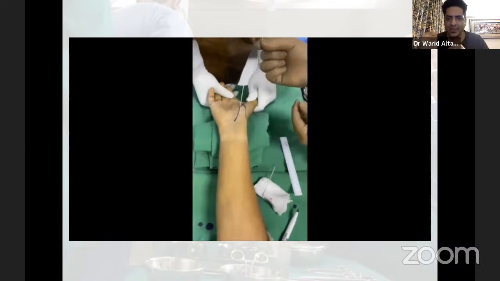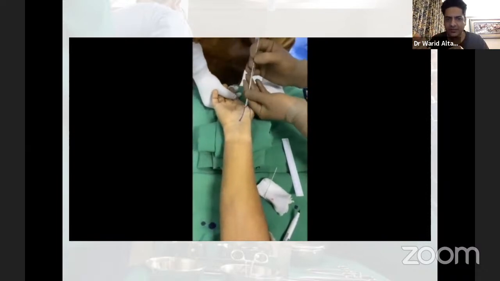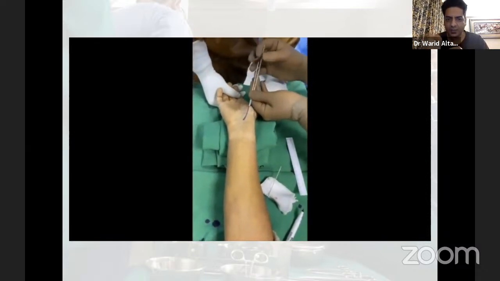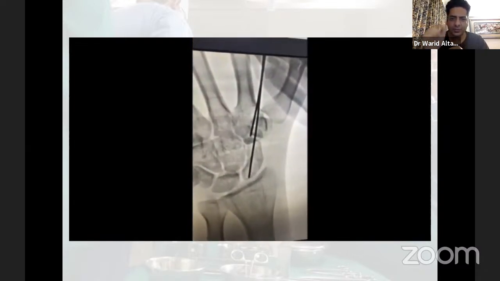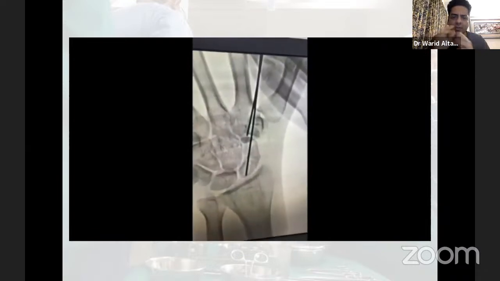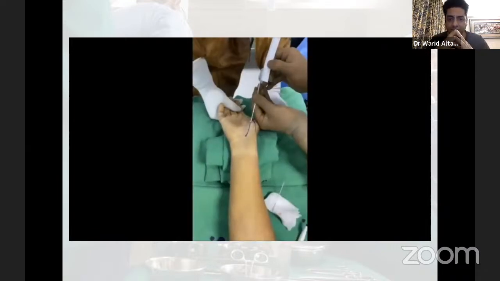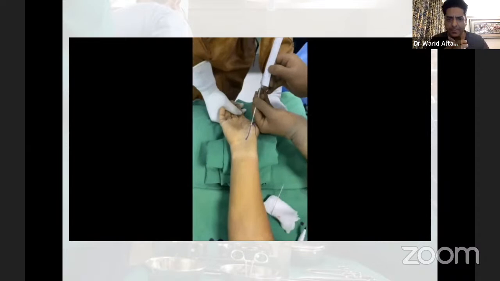Now you take a same length wire again, which you always have in the set, and then that is how you measure. You can use a measuring device directly. I usually prefer to do like this. You put another guide wire, a same length like we always do, and then you measure the length of the screw. And that is measurement of the screw.